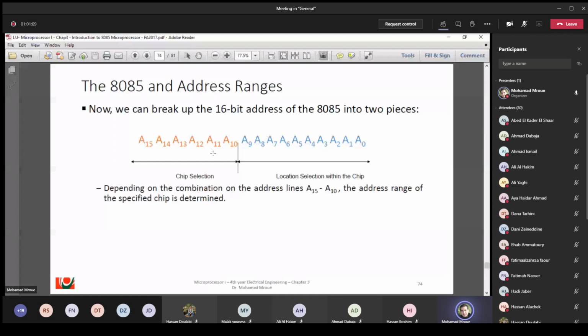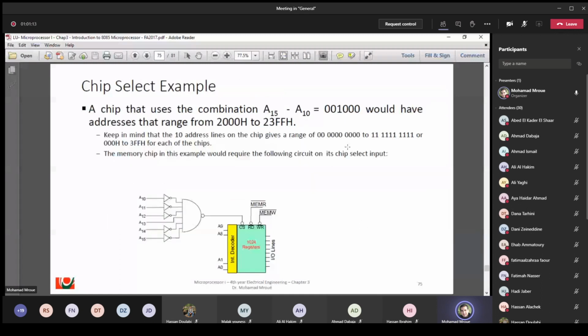Now, chip select example: a chip that uses the combination A15 to A10 would have the addresses that range from 2000 to 23FF. Okay. Now here I am taking a particular case just to explain.